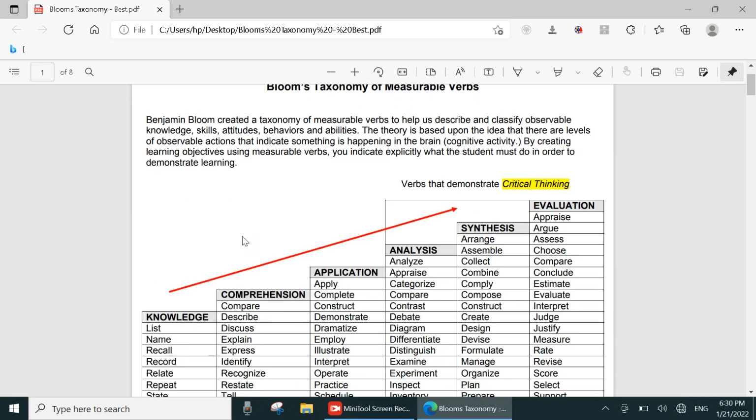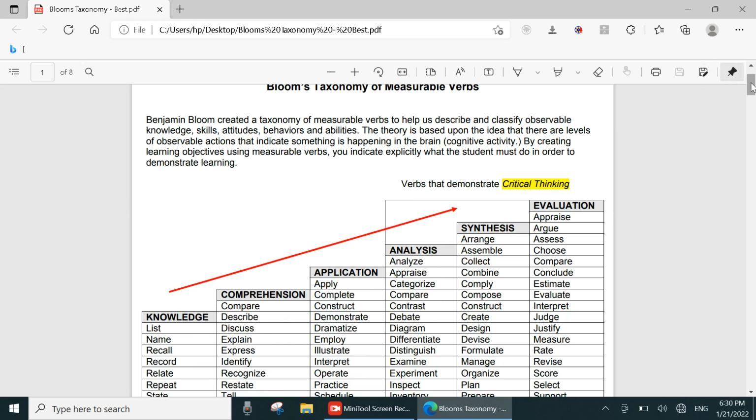Initially, it was this. Benjamin Bloom created a taxonomy of measurable verbs to help us describe and classify observable knowledge, skills, attitudes, behaviors, and abilities. You can see from the knowledge, the first level, actually, you can find here information, data, and other things. So knowledge starts here. It goes to comprehension, understanding, application, analysis, synthesis, and then evaluation.